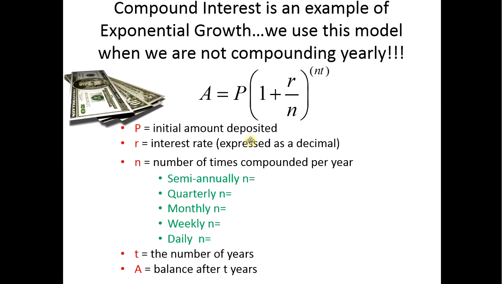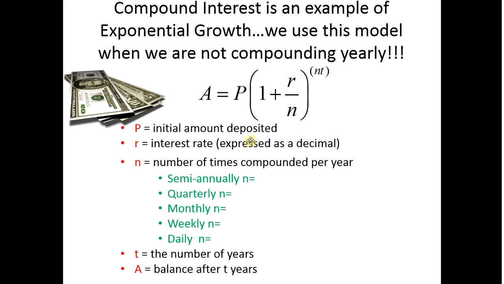Compound interest is an example of exponential growth, and you use this model when we're not compounding yearly, which is pretty common. Usually you compound monthly, especially for savings accounts. So this is the formula: A equals P times the quantity 1 plus r over n, to the nt power.